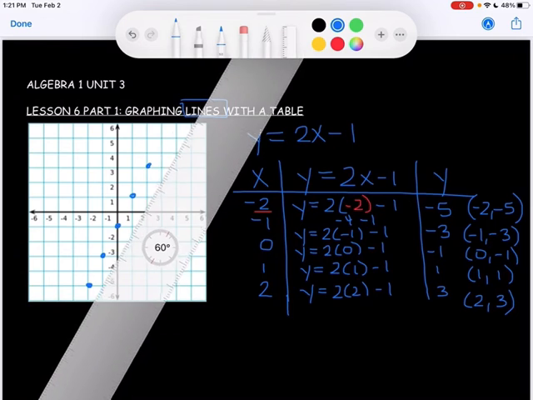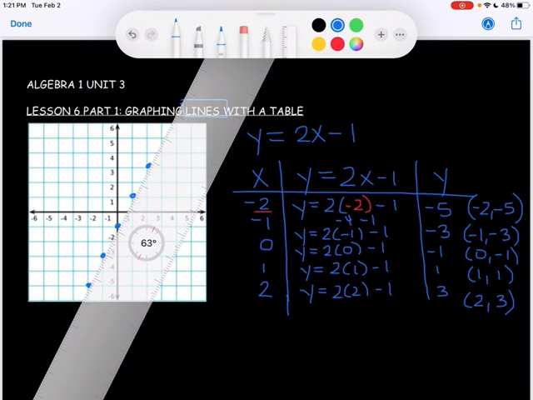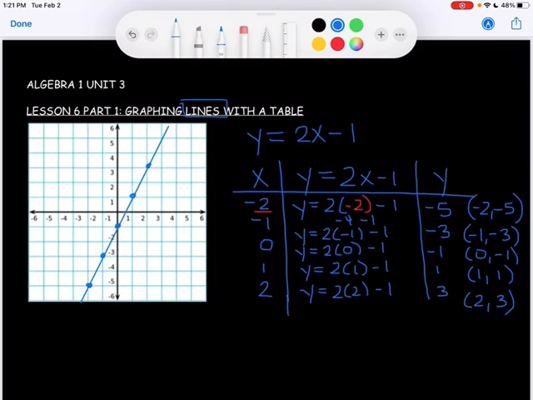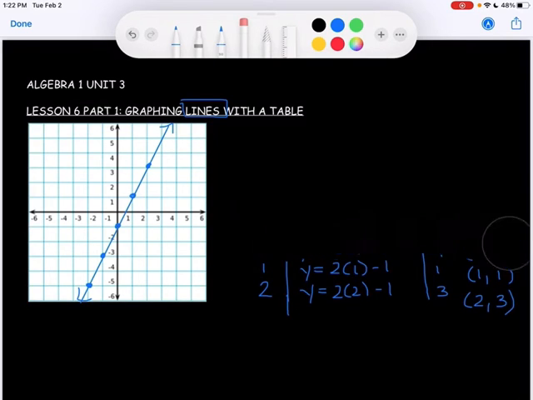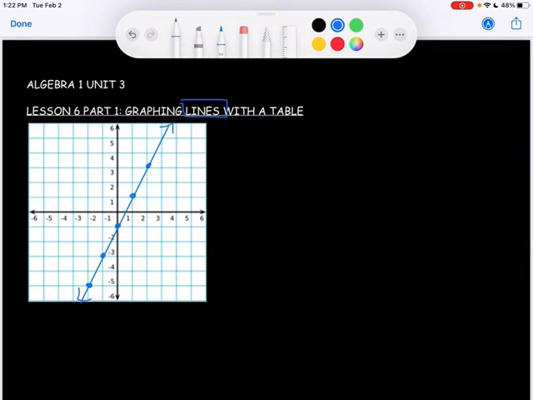Then get your ruler out or your straight edge. Make sure that they all line up. Draw your line and be sure to put arrows on both ends. All right, I'm going to try one more with you guys. I'm going to do one with a fraction in front of x. So let's say we have 1/2 x plus 3.